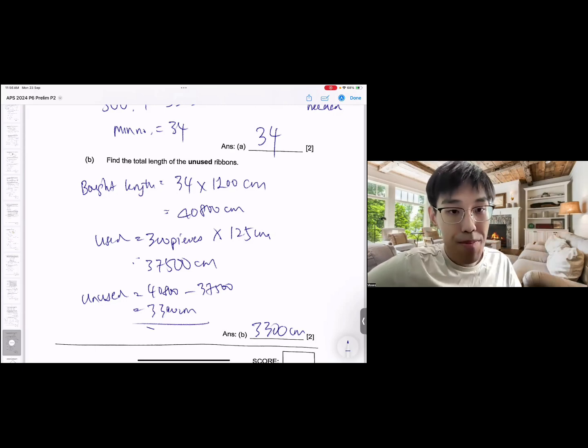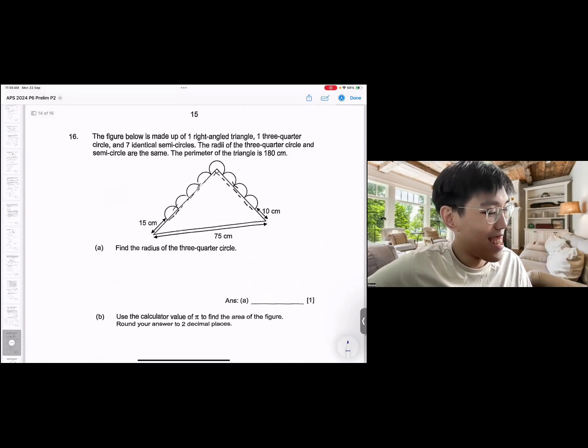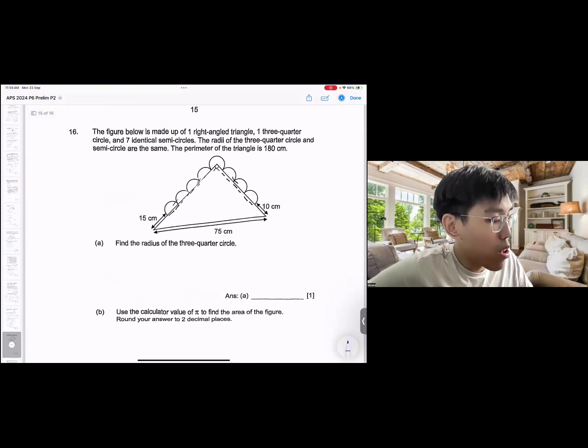So that is for this question. This is the one that threw a lot of people off, really. Okay, question 16. Let's continue. Second last question already.